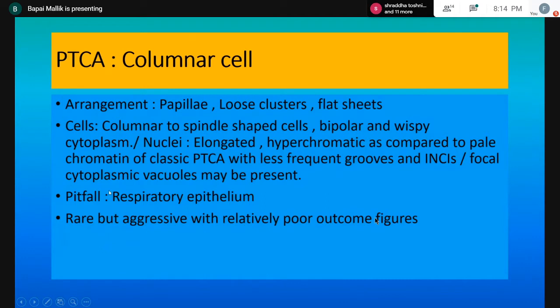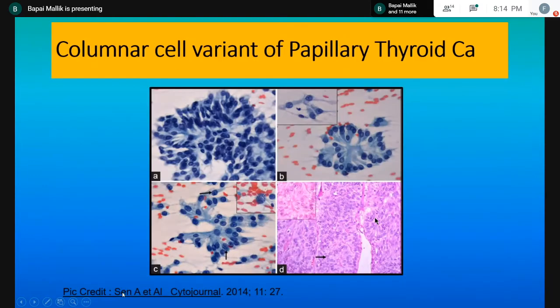The pitfall is that if you are not doing a really good FNA, the needle might go into the respiratory tract and you can pick up some respiratory epithelium and think that this is a columnar cell PTC, which of course it is not. But more often than not, if you are the one doing the FNA, the patient is going to cough. So that is a pretty good clue. It is, once again, a rare but aggressive tumor with relatively poor outcome.